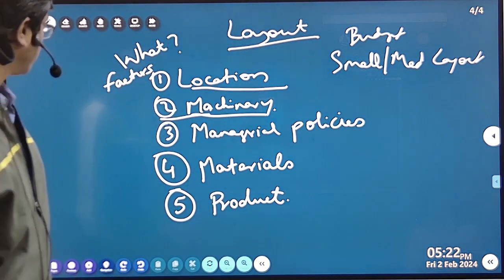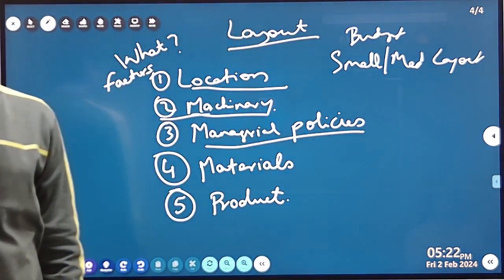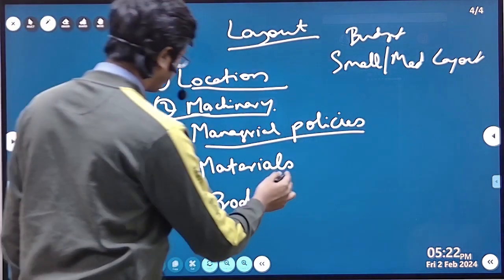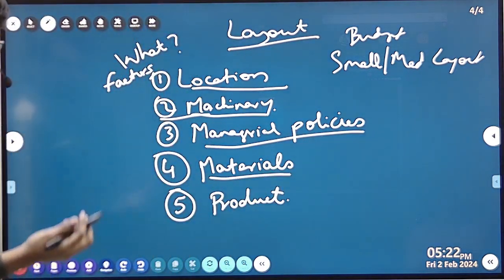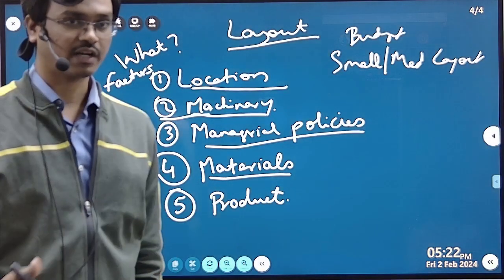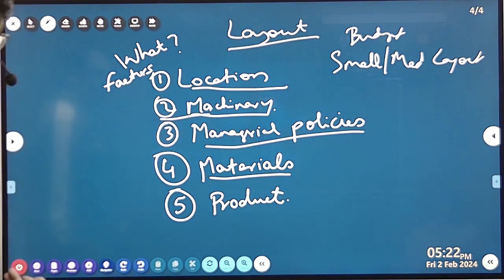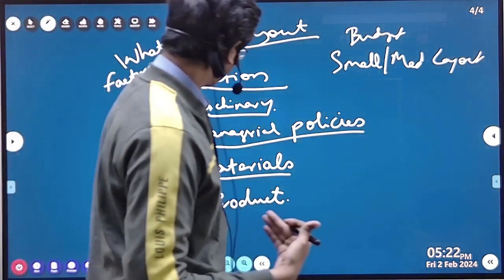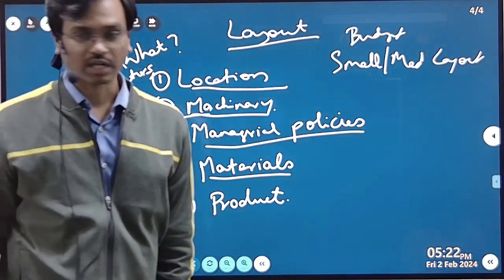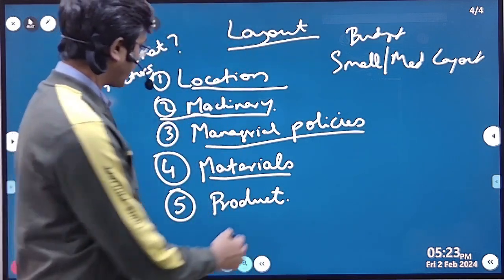And your policies. So the manager policies or the company policies will also affect your layout, and material also. So if you have a lot of raw material, then probably in your layout you will need to have multiple checkpoints, and multiple loading and unloading stations, right? And all kinds of material handling will be more. So that is also a critical factor. Okay, and obviously your product.